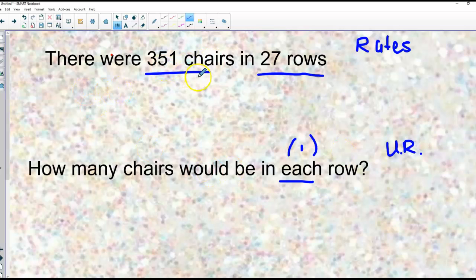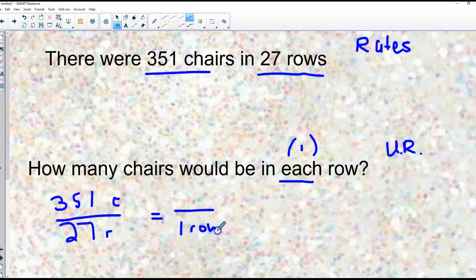So again, we could set this up as a ratio and say I want 351 chairs. I'm going to put a C here for 27 rows. So now what I want to know, how many would be in 1 row? So I'm going to set my 1 across from each other. And we can figure it out. Well, to go from 27 to 1, I would divide by 27. So I would do the same to the top, right? What you do to one, you do to the other. So if I divide by 27 here, I would figure out that there is 13 chairs in each row.